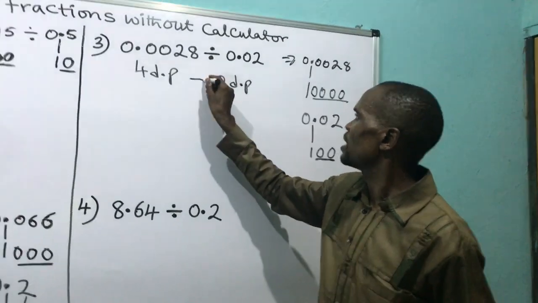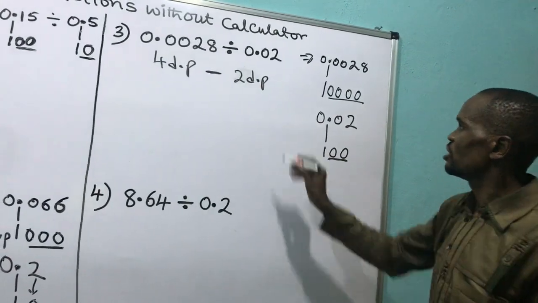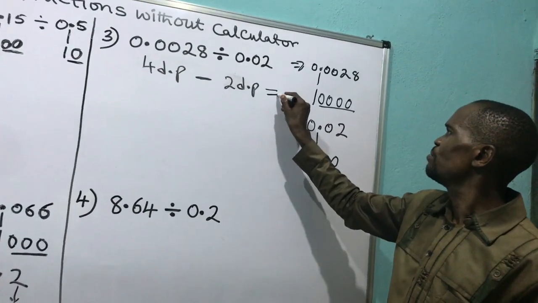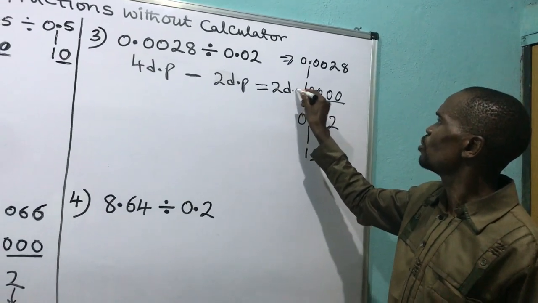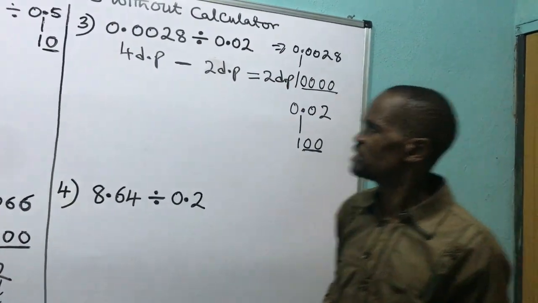And division is minus, as we said. Division is minus in logarithm. Then that means 4 decimal places minus 2 decimal places will give me a total of 2 decimal places. That means this answer has a total of 2 decimal places.